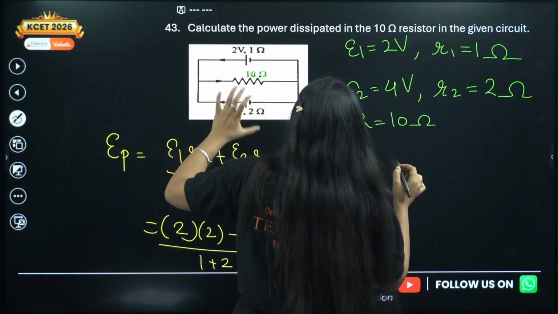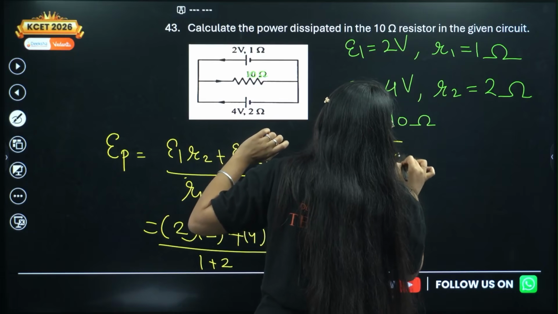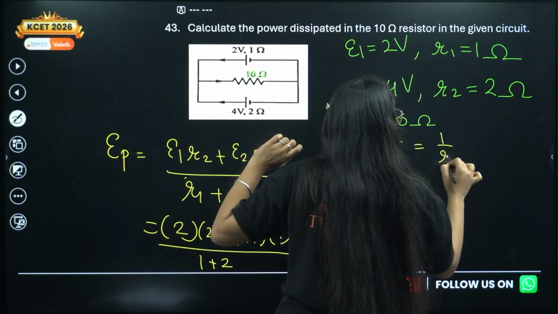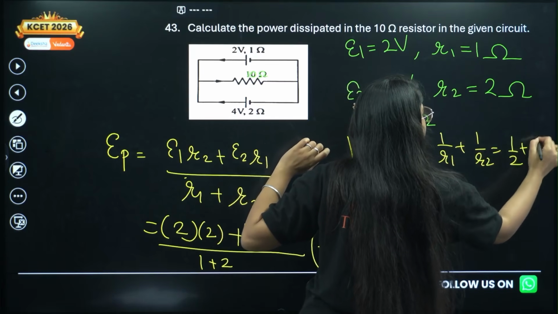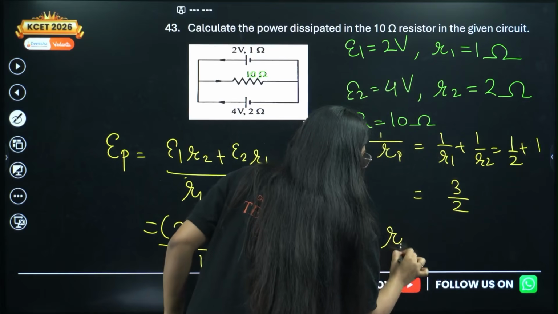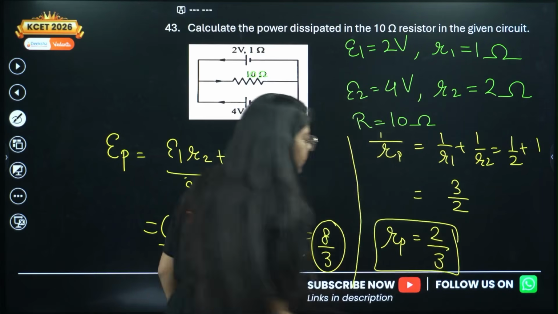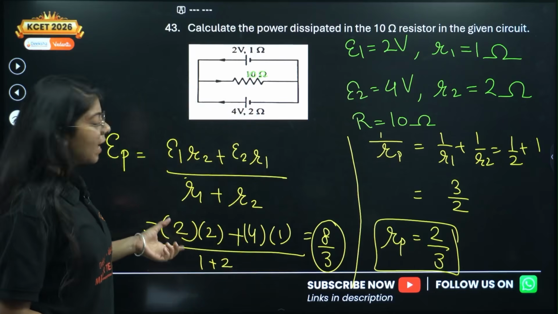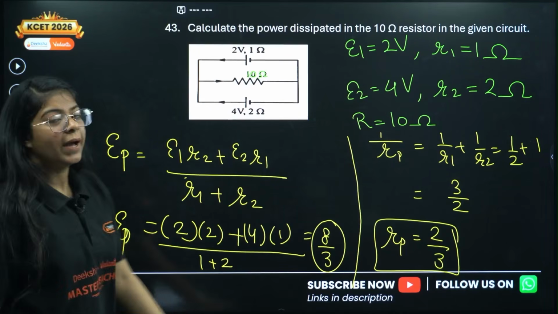Now these two resistances are connected in parallel, so we can simply write 1 by Rp equals 1 by R1 plus 1 by R2, that is 1 by 1 plus 1 by 2, and this will come out to be 3 by 2, so Rp will come out to be 2 by 3. Correct? So we have EP as 8 by 3 and Rp as 2 by 3.